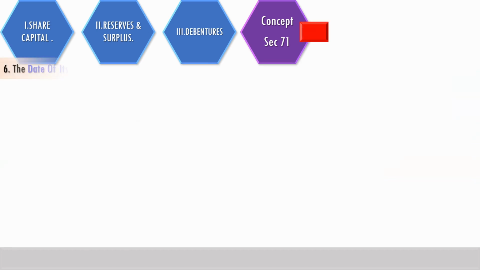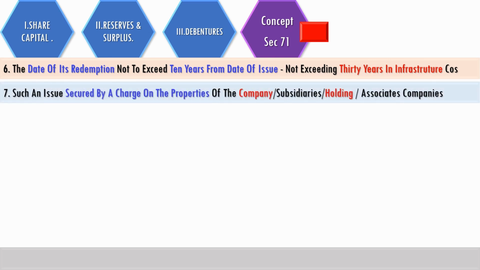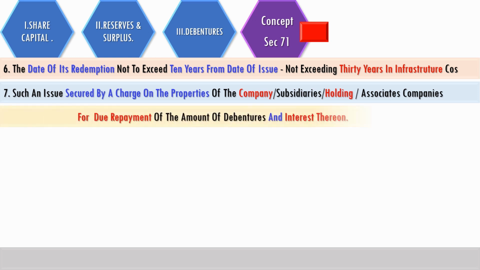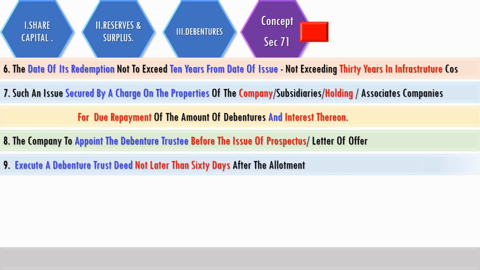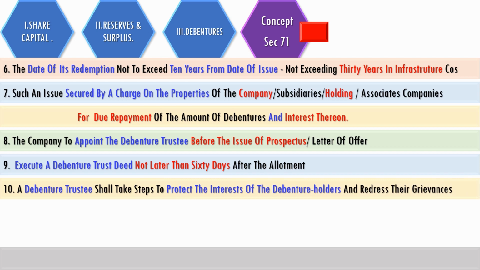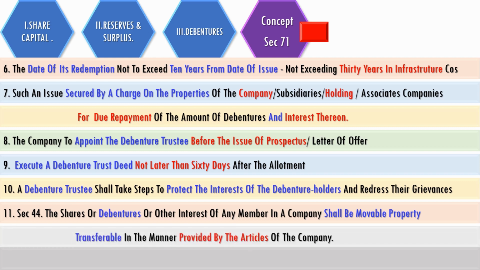The duration of a debenture is not to exceed 10 years, but in case of infrastructure companies, it can be up to 30 years. They are secured by a charge on the properties of the company or its subsidiary or holding or associate companies for due repayment of the debenture amount and the interest thereon. Company to appoint debenture trustee before the issue of the letter of offer and execute a debenture trust deed within 60 days of allotment, and the debenture trustee is required to protect the interests of debenture holders and redress their grievances. Section 44 of the Companies Act says shares or debentures or other interest of any member in a company shall be movable property transferable in the manner provided by the articles of the company.